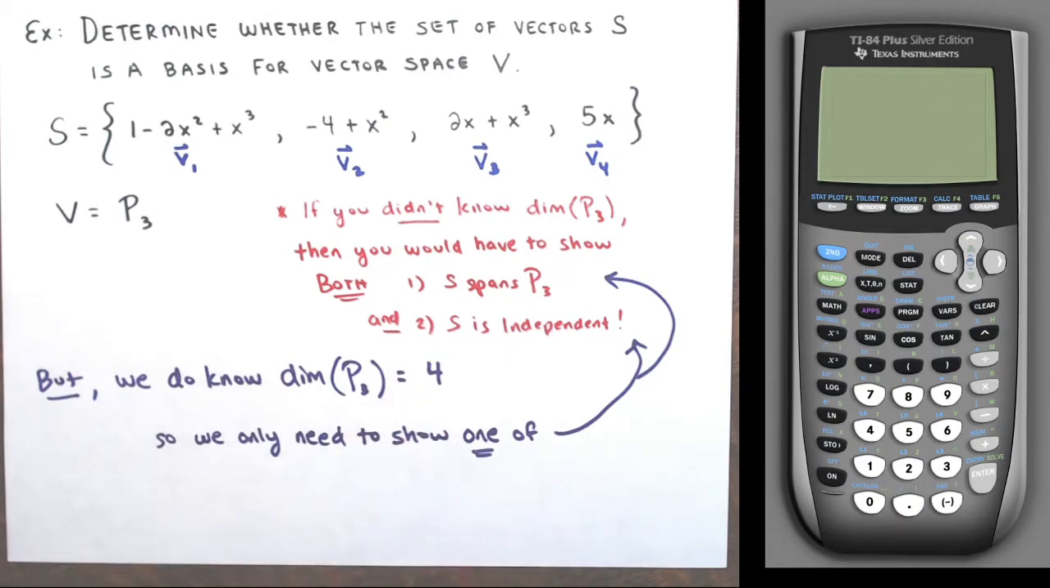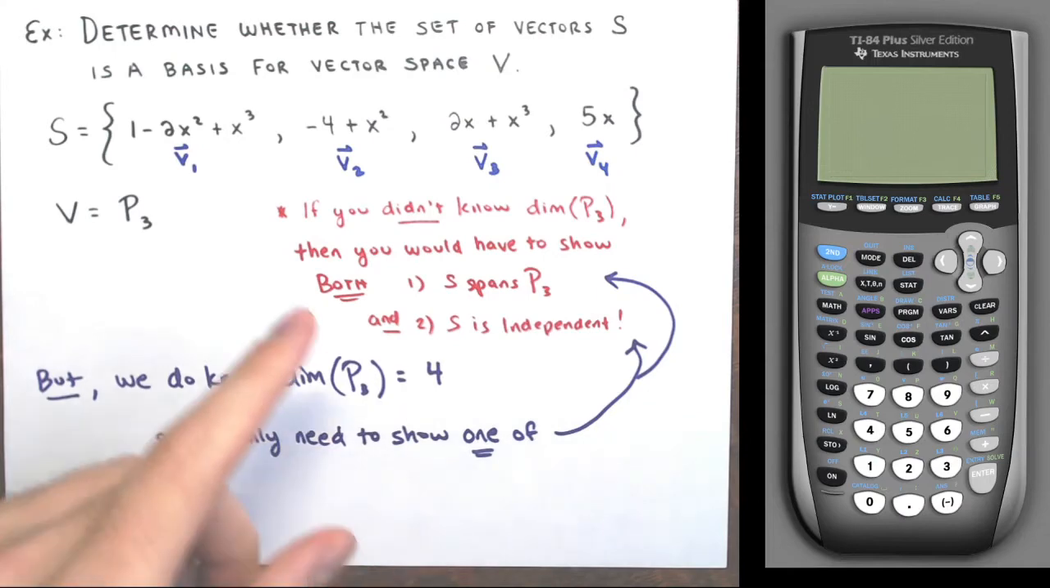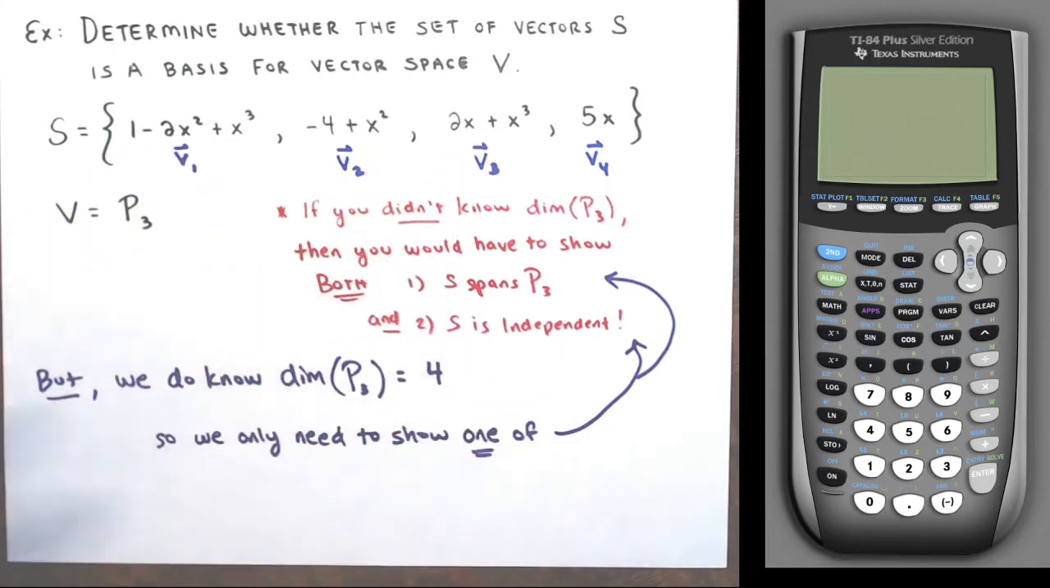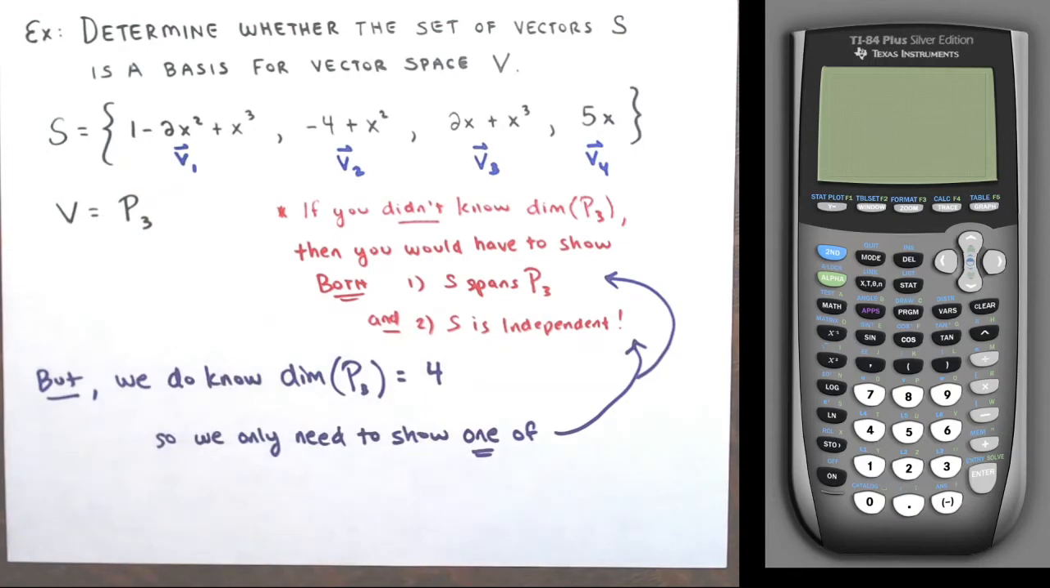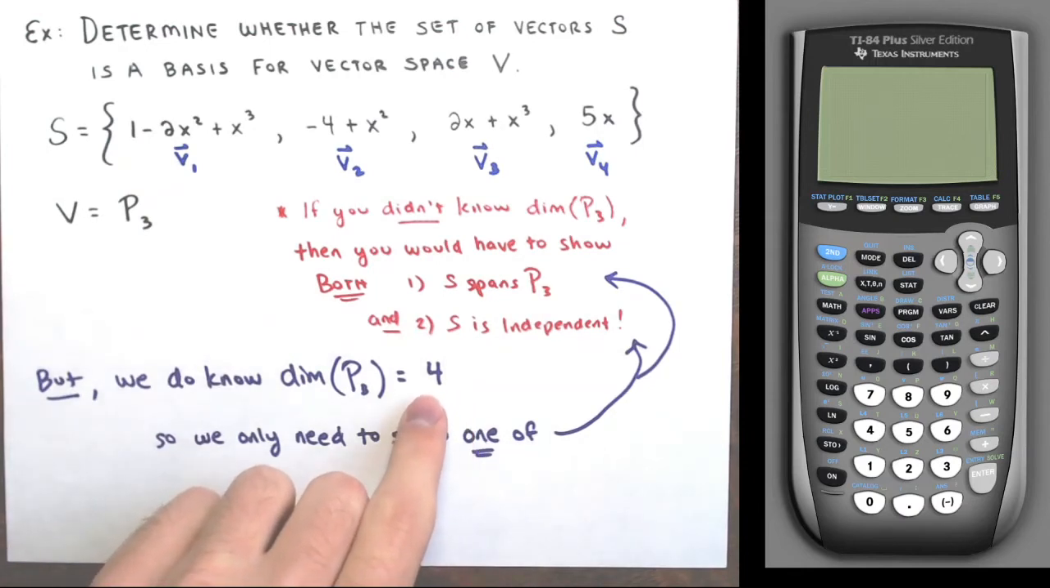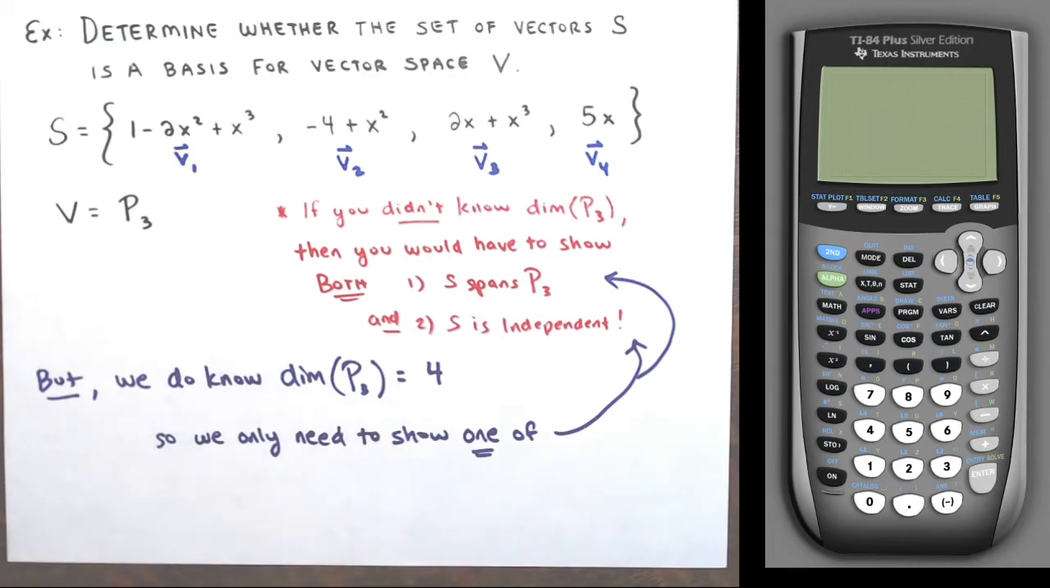So this is where we actually have to check, right? Because if there were only 3 vectors in here, I'd say it's not a basis, because it wouldn't span P3. And if there were 5 vectors in S, then I'd say it wasn't a basis, because that's greater than the dimension, so that set would be dependent, not independent. But there are 4 vectors in S. That's the same as the dimension, so I must check.